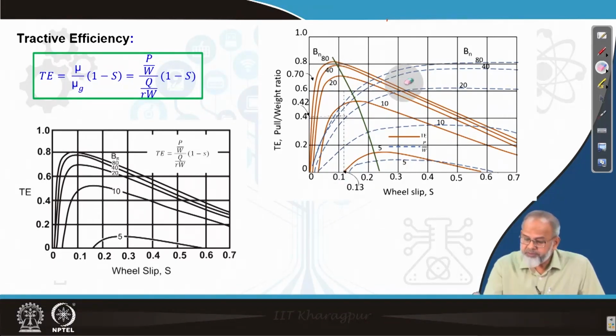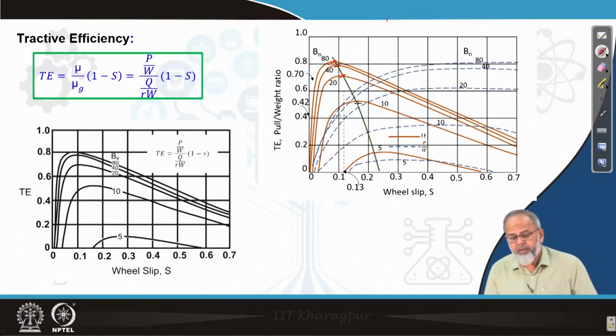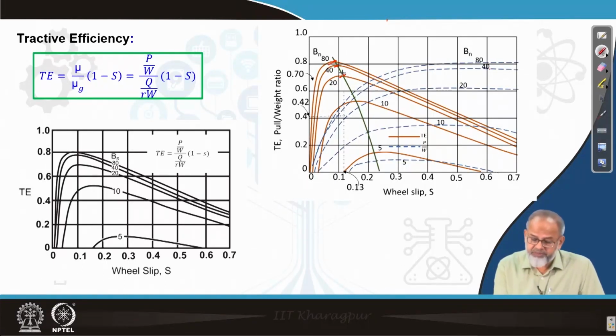So if you look at this curve, when the soil is hard, that means when the mobility number is 80, we can see we are reaching a peak here, and when the mobility number is 40, we are reaching a peak here. When the mobility number is 20, we are reaching a peak here. So these design curves are basically for higher tractive efficiency, but the pull which you are getting is at 20, this is the pull which you are getting.